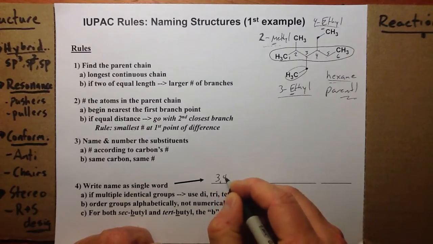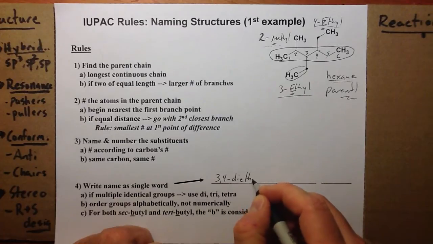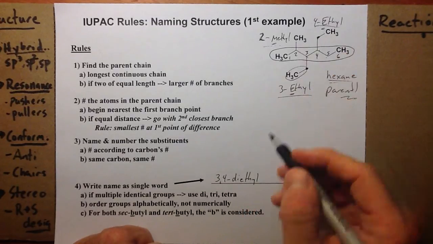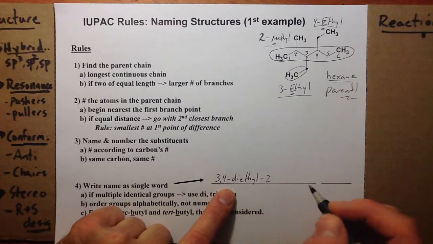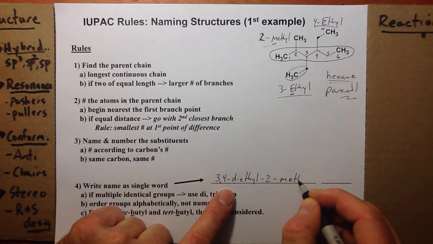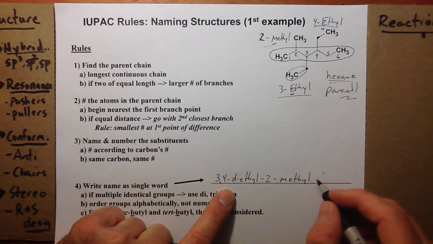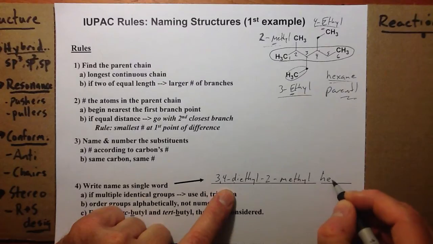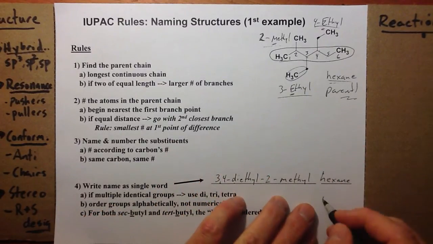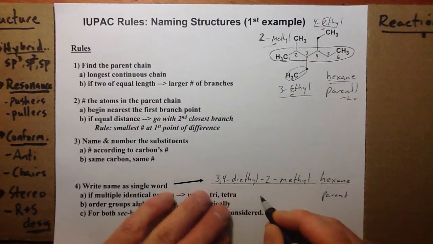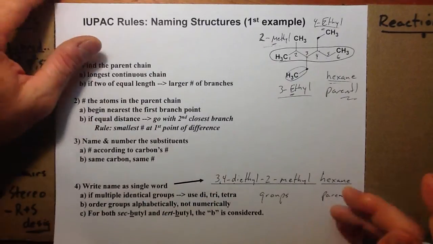We have 3,4-diethyl. 3, 4, di, meaning we have multiple groups. Ethyl, 2-methyl. And then there's no dash, there's actually no break either. It's just to pronounce the parent from the groups, but there's no break in between.